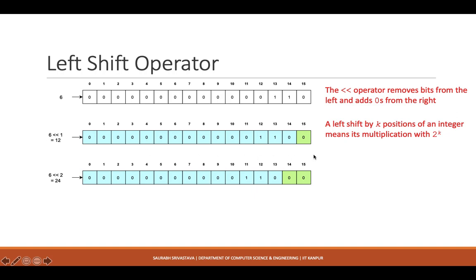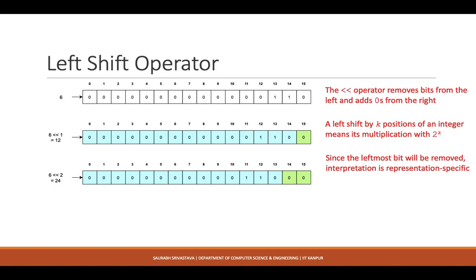And you can see here, if you check the interpretation, when I shifted it by 1, this becomes 12. When I shifted it by 2, this becomes 24. If I shift it by 3, it will become 48. 2 to the power 3 is 8, into 6 is 48. So you can see the number of positions you keep on shifting to the left, it is essentially multiplying the number by 2 to the power k.